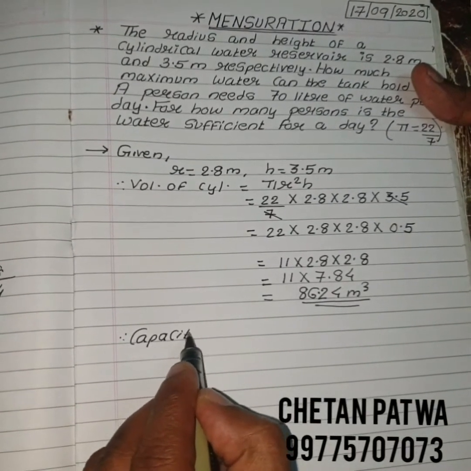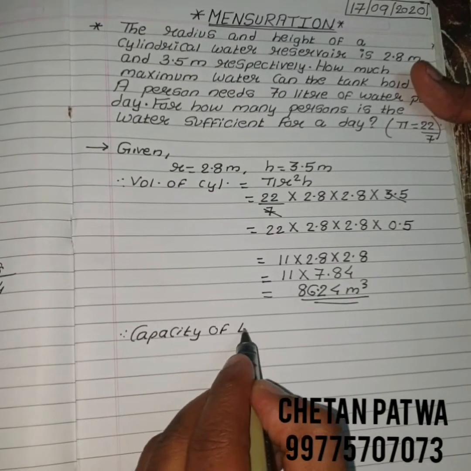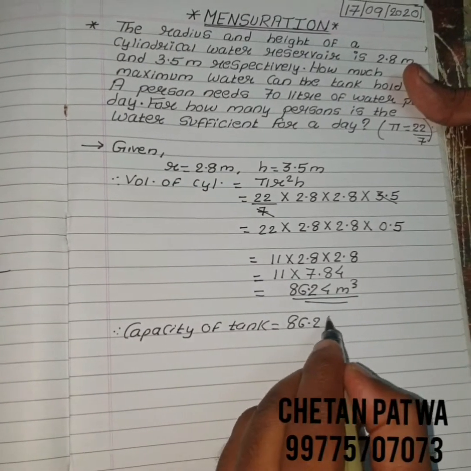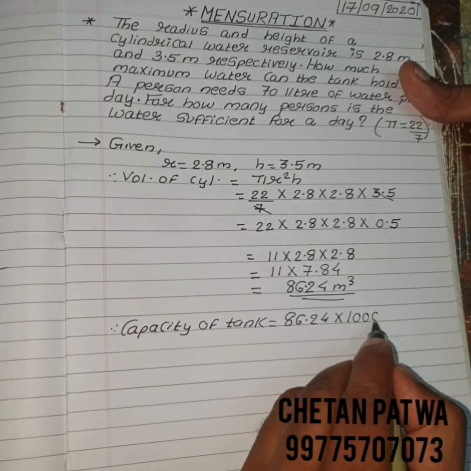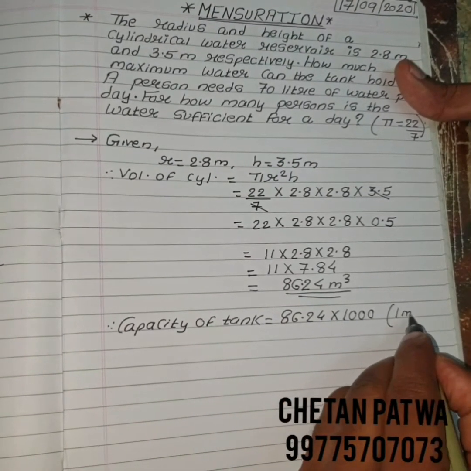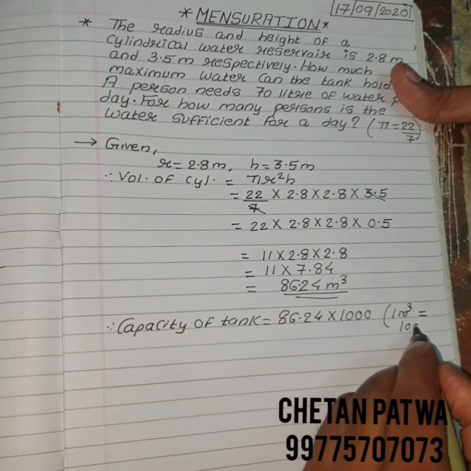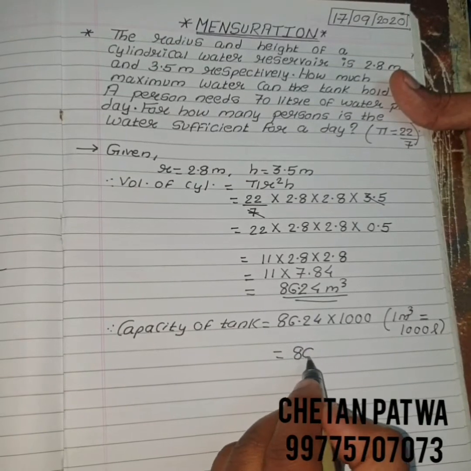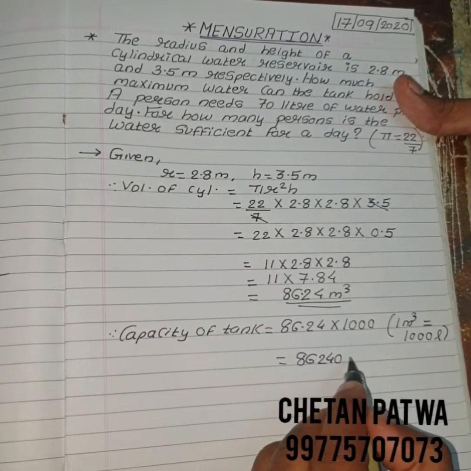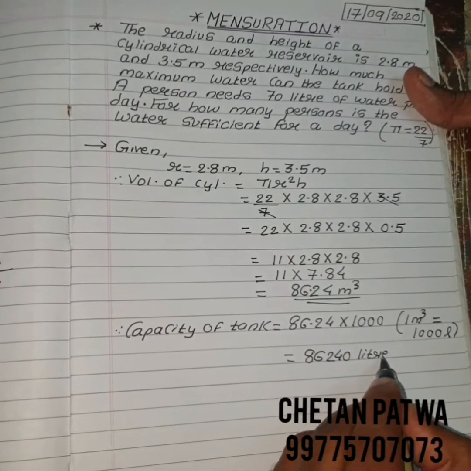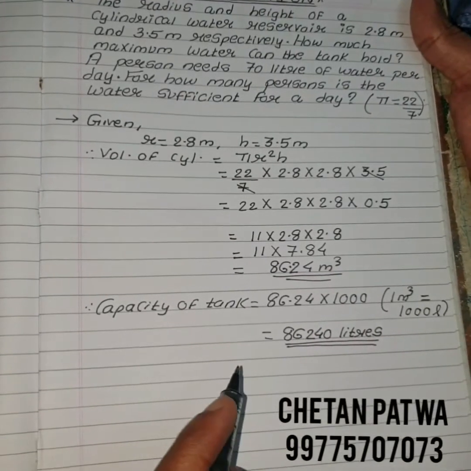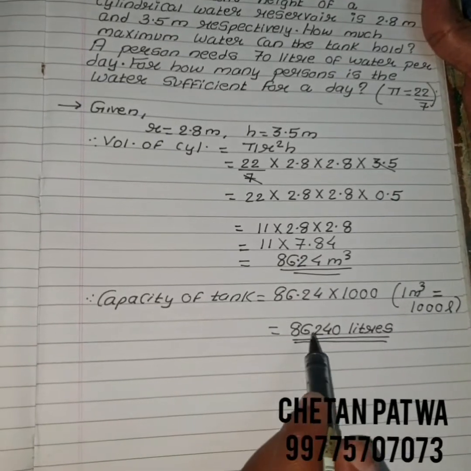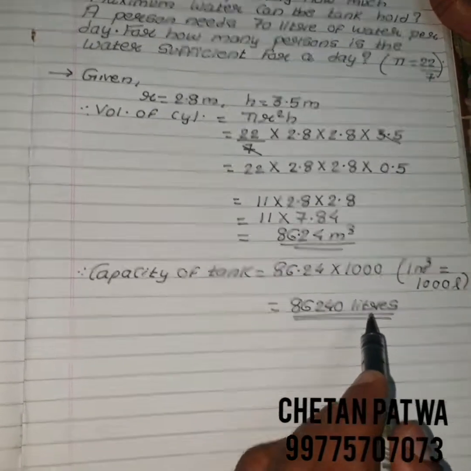capacity of tank. Let's convert the volume into liters. We will multiply it into 1000. Why? Because 1 meter cube is equal to 1000 liters. That is equal to 86240 liters. Now we have finished the first part. We found out the capacity of the tank. We got the answer 86240 liters.